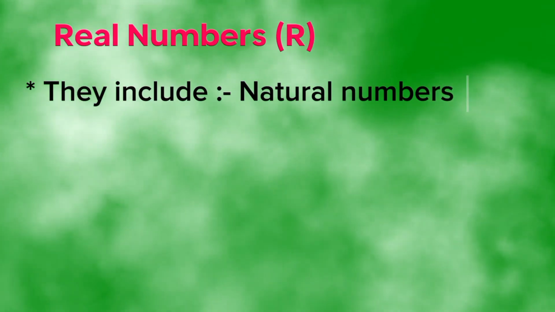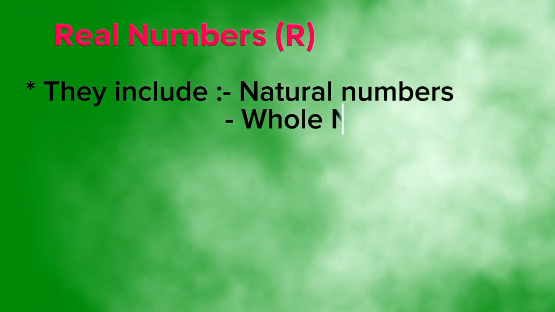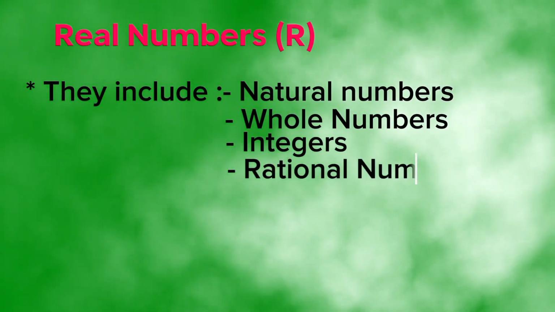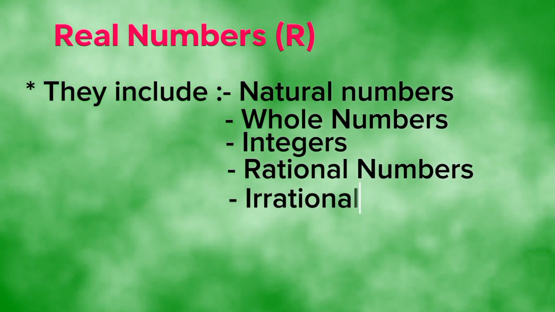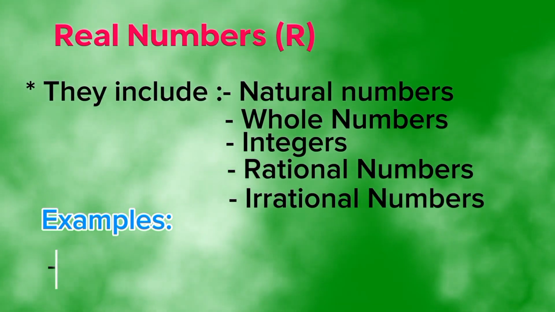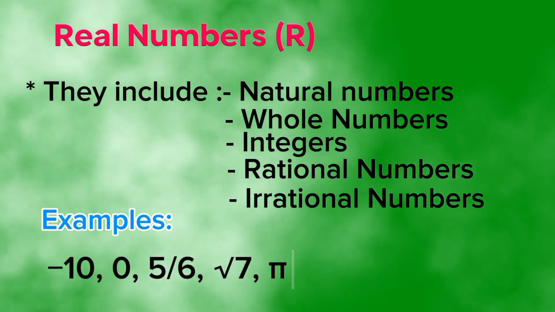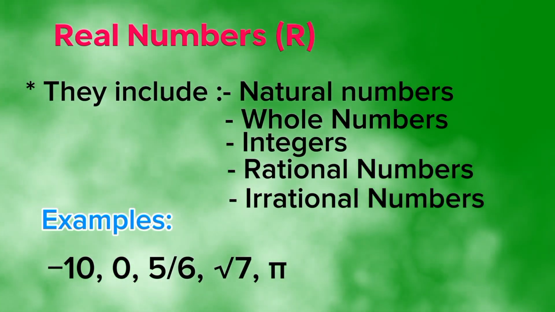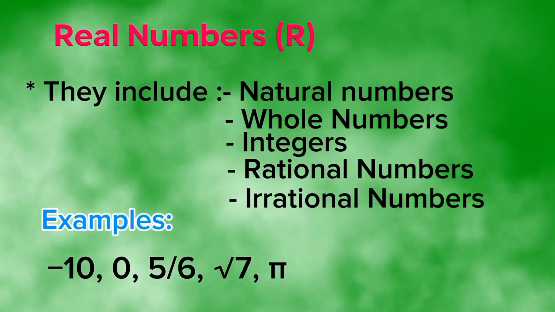Real numbers. Real numbers include every number on the number line. This means they include natural numbers, whole numbers, integers, rational numbers, irrational numbers. Examples: -10, 0, 5/6, square root 7, pi. All of these are real numbers.